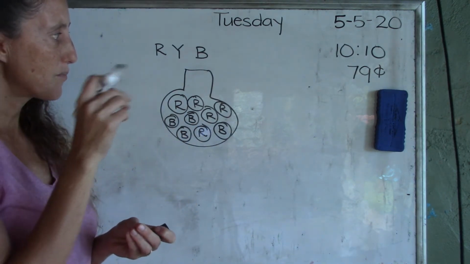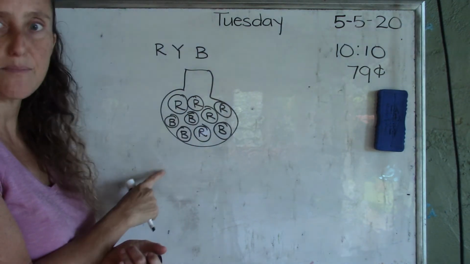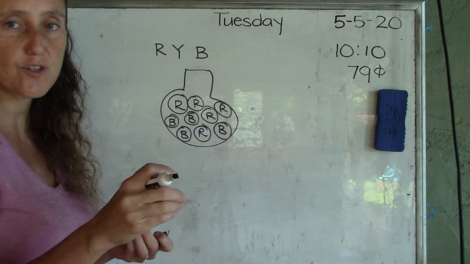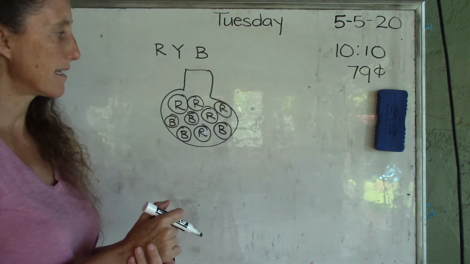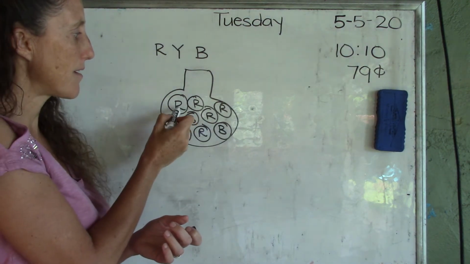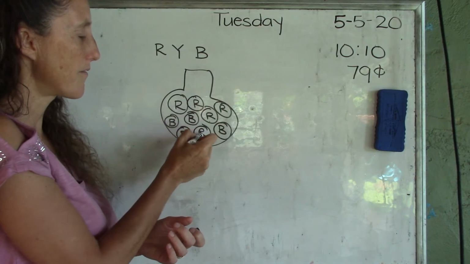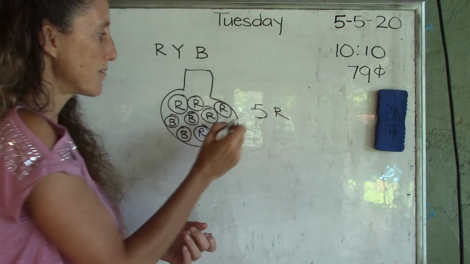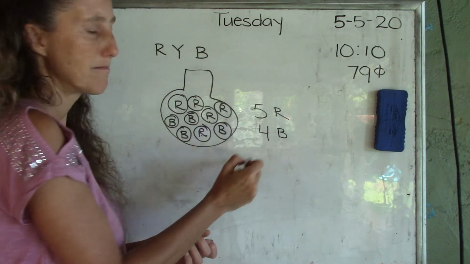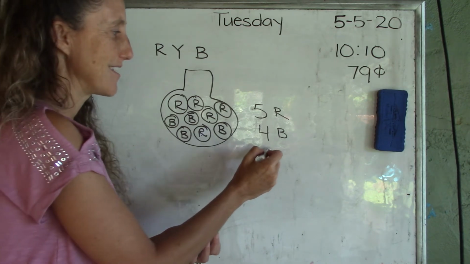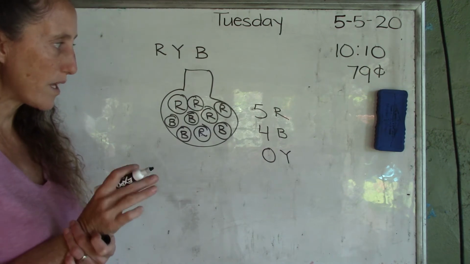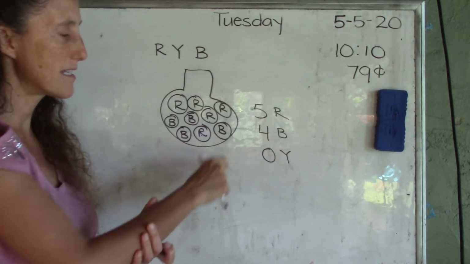If I put my hand into this bag, what color am I most likely to get? Not for sure to get, but what is most likely? I'm most likely to get a red, right? Because how many red are there? 1, 2, 3, 4, 5 red. And how many blues? 1, 2, 3, 4 blues. And how many yellows? That was a trick question. 0, huh? There's no yellows. So I'm most likely to get a red.